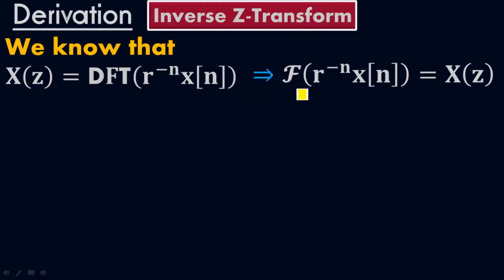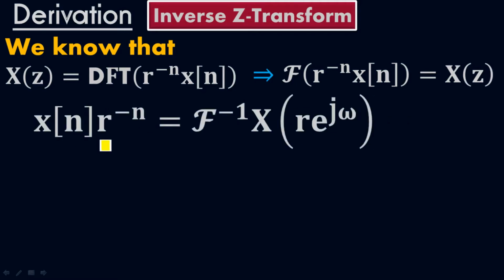Now divide the left side and right side by the Fourier transform. When you divide the left side by the Fourier transform, this Fourier cancels with the Fourier. On the right side we're going to have X of z over the Fourier transform. And then when you bring this F to the numerator, it becomes inverse Fourier. So I can write x of n times r to the negative n equals F to the negative 1 times X of r times e to the j omega.